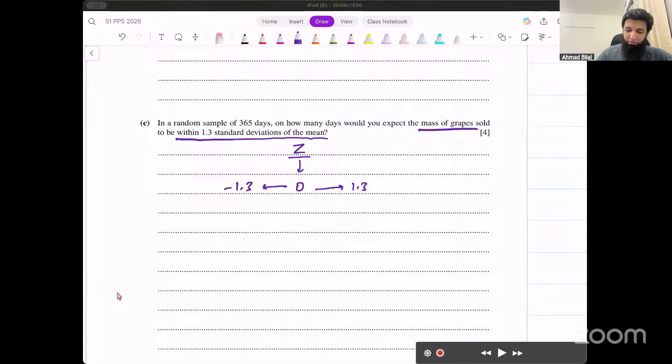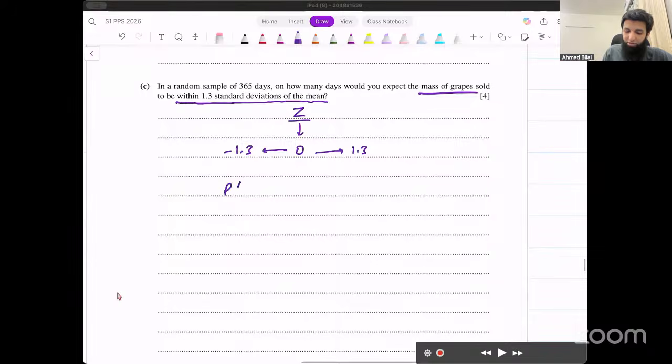When you are talking about the number of standard deviations, you will get this eventually. So you say probability of z that is between negative 1.3 and positive 1.3, right? Because the standard deviation of z is 1, so 1.3 standard deviations means you can go this far right, this far left. Now how do you find this?